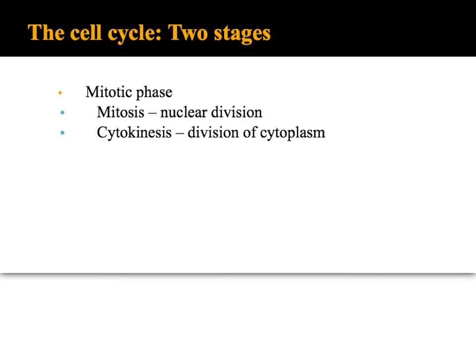So all of my chromosomes, I'm going to get half of my chromosomes to go to one new nucleus, and the other half of my replicated chromosomes to go to my other new nucleus. So I've created 2 nuclei that I will then use to make my 2 cells. And then finally, the mitotic phase has a second part called cytokinesis. And this is basically when the cytoplasm is split in half and everything in the cytoplasm is split in half, basically.